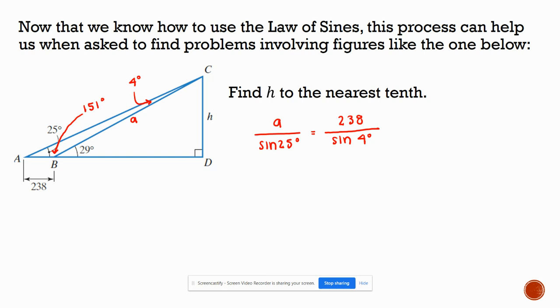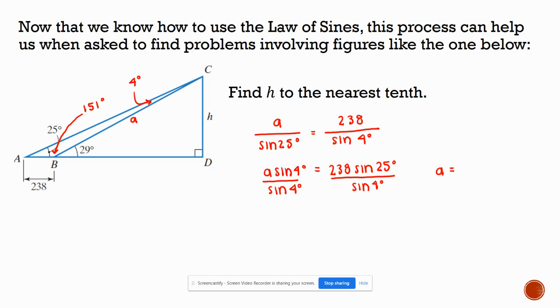I can start solving for a. So I'm going to cross multiply. We'll have a times the sine of 4 degrees equals 238 times the sine of 25 degrees. I'll divide by the sine of 4 degrees. And once again, you can type all of this into your calculator because what I'm finding is not actually the side that I want. Even though my final answer says to round to the nearest 10th, let's go ahead and round maybe a little bit farther out.